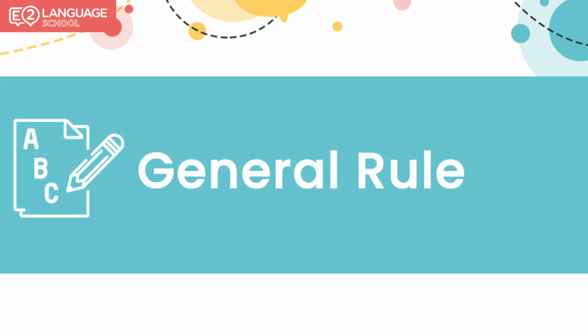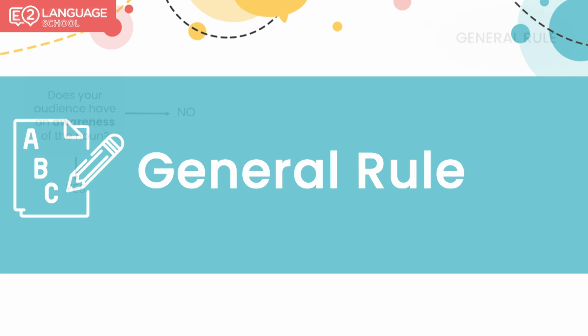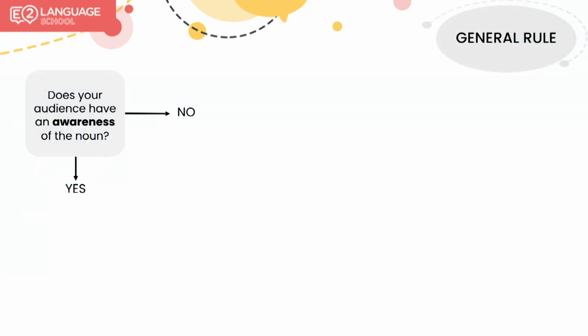Okay, moving on. Now I'm going to show you the general rule. And this is a fantastic rule because this will help you solve the problem or the question of what article do I need to use? Because often this can be quite a confusing, difficult question. Well, don't worry, this rule will make it super easy for you. The first question we need to ask is, does your audience, so the reader or your listener, the person you're talking to, do they have an awareness of the noun? So in part 2, we looked at awareness. Awareness is when a noun is specific, obvious, unique, or repeated.